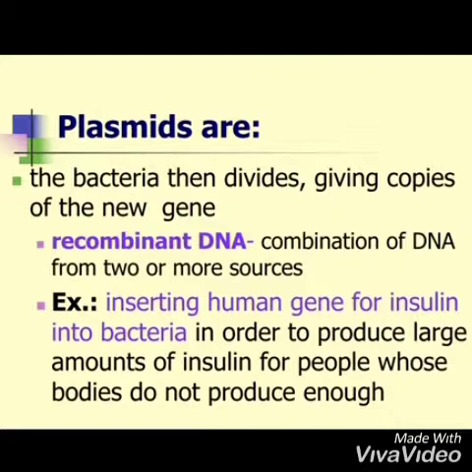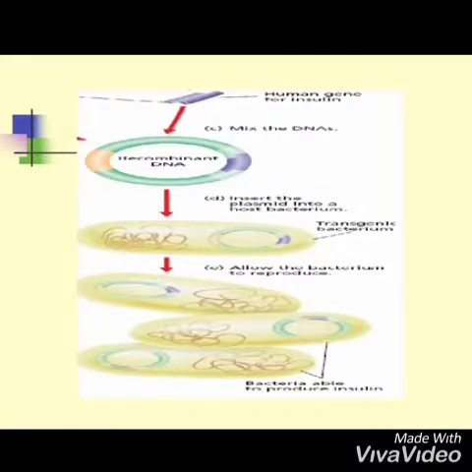Recombinant DNA is a combination of DNA from two or more sources. Example: inserting the human gene for insulin into bacteria in order to produce large amounts of insulin for people whose bodies do not produce enough. And this is the illustration of insulin.